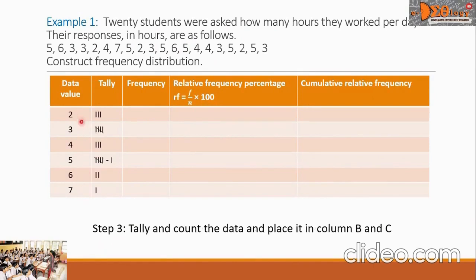For step 3, we will tally each raw data in the data set and put in the corresponding data value in our tally column. So in here, it means 3 times the number 2 appears in our data set. The same is true with number 3. 5 times it appears. For number 4, 3 times, and so on and so forth. For the frequency column, we will simply count the tally. So for number 2, 3 times it appears, so we will write here 3. For number 3, it is 5, so we write here 5. For number 4, there are 3 tallies, so we write here 3, and so on and so forth.